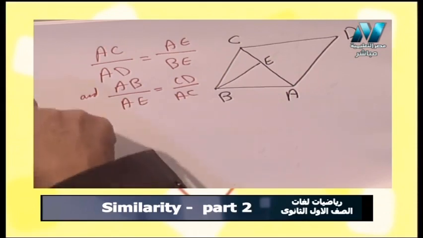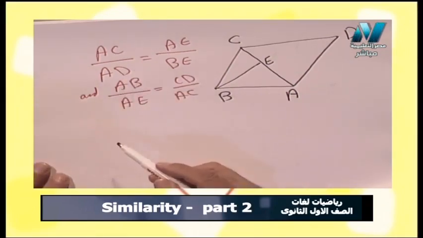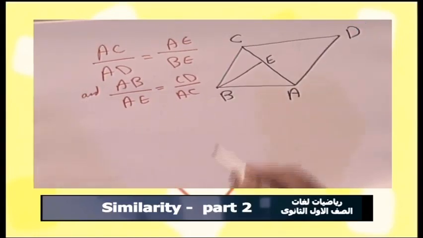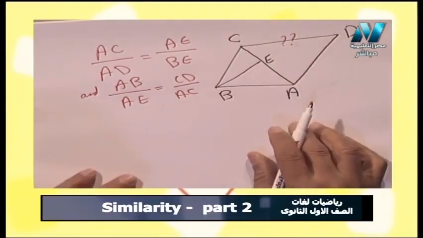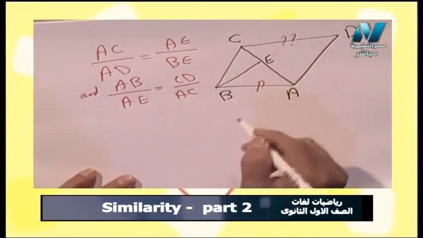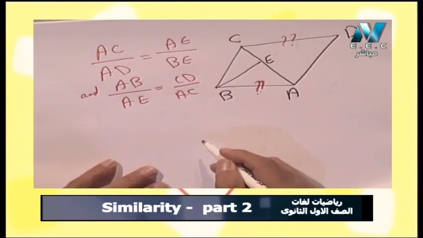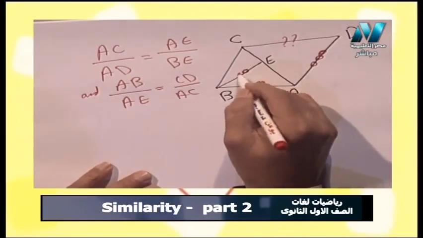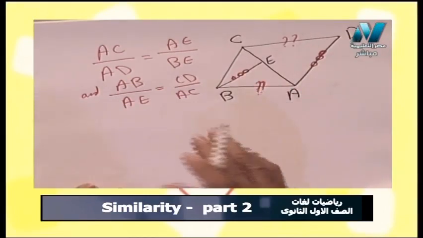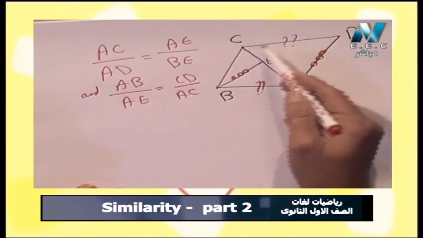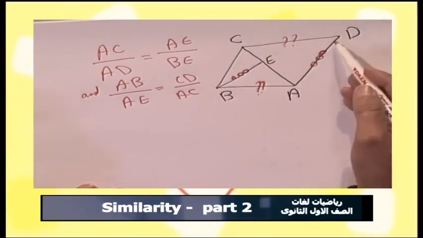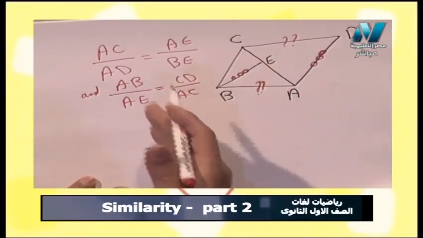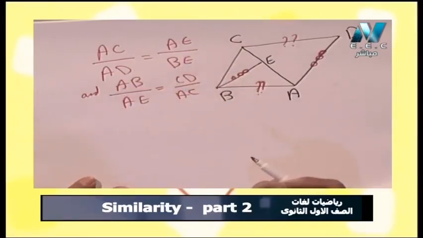Okay, so we have two ratios only, and the request is to prove that CD is parallel to BA and DA is parallel to EB. We try to prove that this side is parallel to this side and this one parallel to this one. How? I have only two ratios equal here and two ratios equal here. Try to think.